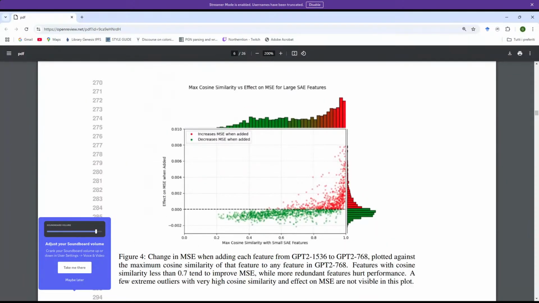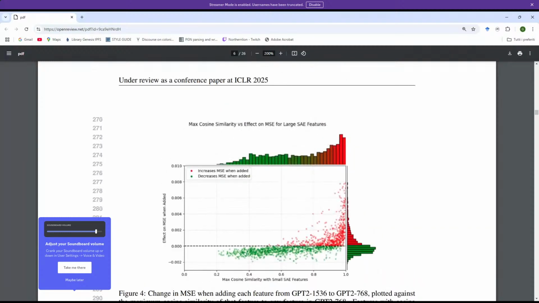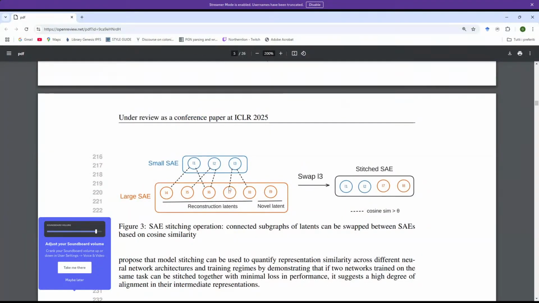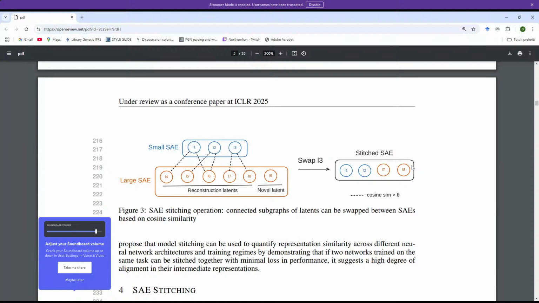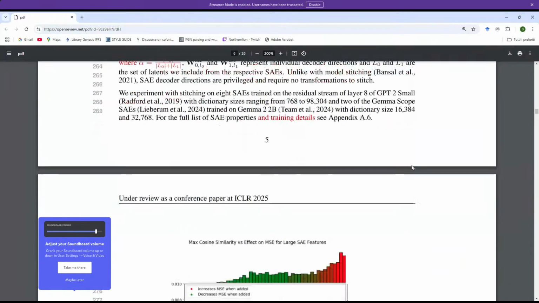And so what they say is that if you want to do stitching, you can just, without any kind of replacement, augment your SAE with the ones that have a low cosine similarity. And if you want to add the ones that have a high cosine similarity, you should switch them with the one on the small one. So you switch L3 with L7. And then you add, this should be L9, I think, but it doesn't matter. Or L8 also works.